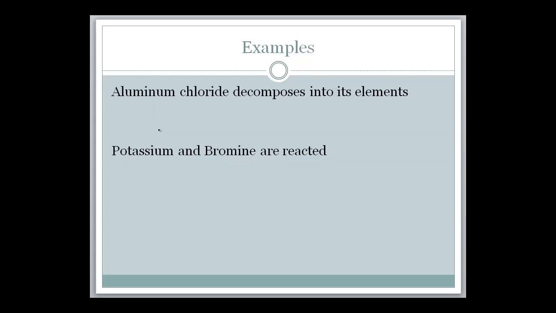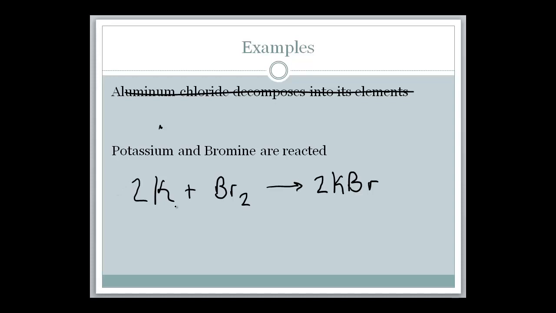Okay, we have aluminum. Oh, we just did that one in the last one, so let's cross that out. So we have potassium and bromine are reacted. Potassium, bromine is diatomic, it's by itself. So when those two come together, they're going to form potassium bromide. 1 plus, 1 minus, 1-to-1 ratio. Let's balance it. And again, that would be solid.